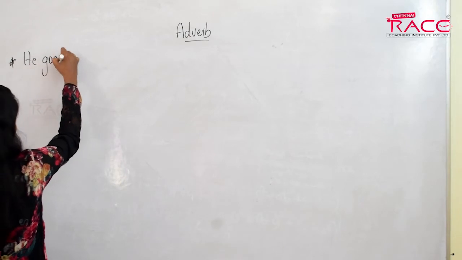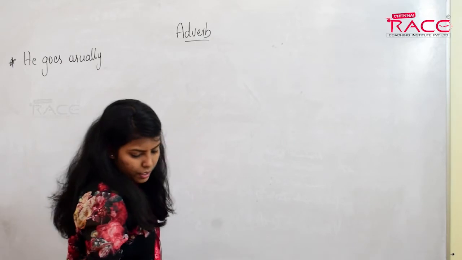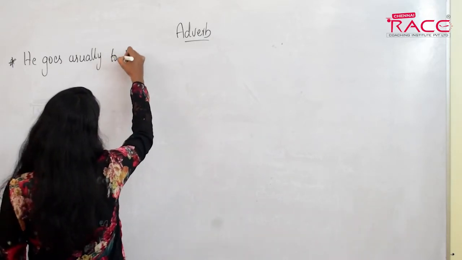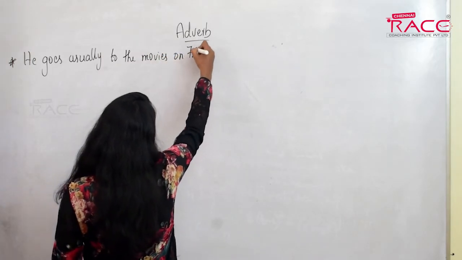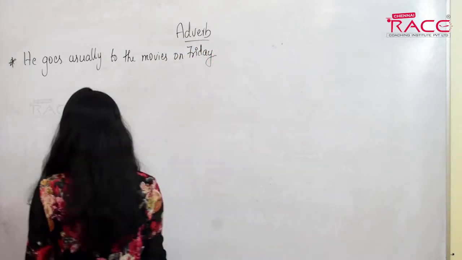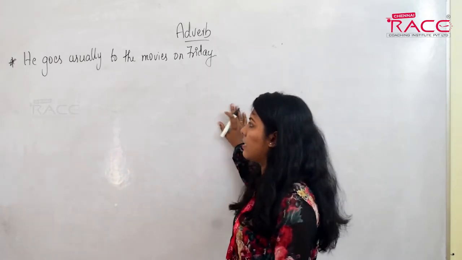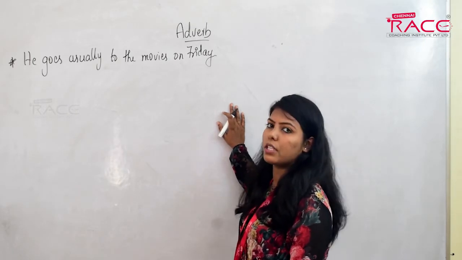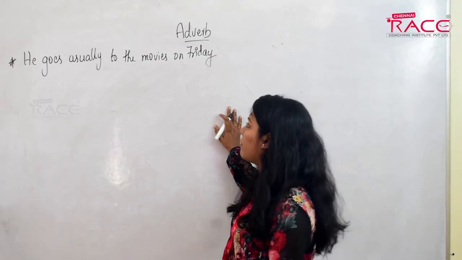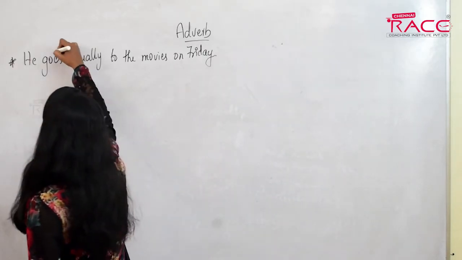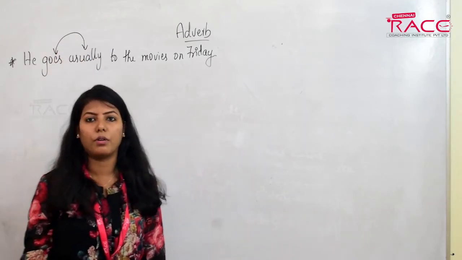He goes usually to the movies on Friday. So first of all, what is the error in the sentence? He goes usually to the movies on Friday. The error is in this part. It must be he usually goes, and not he goes usually.